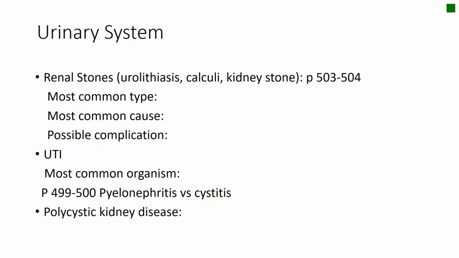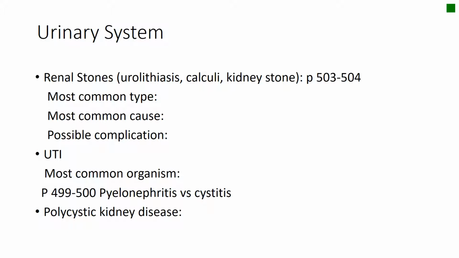So on page 503, let me turn back there. 75% are made up of calcium salts. Now that could be calcium phosphate, oxalate, or carbonate. That's just the most common that they find.